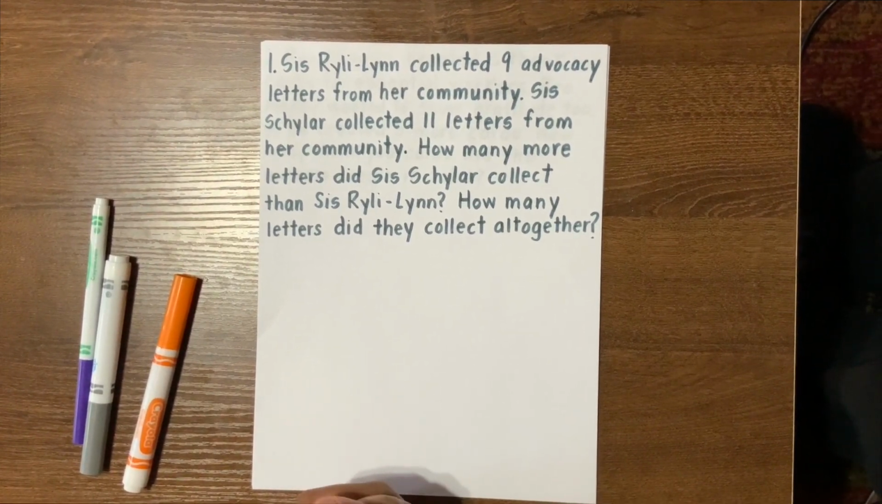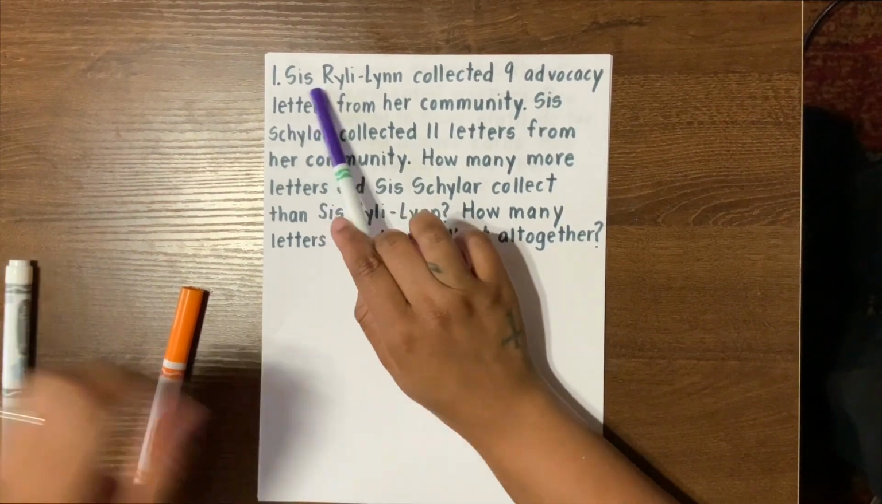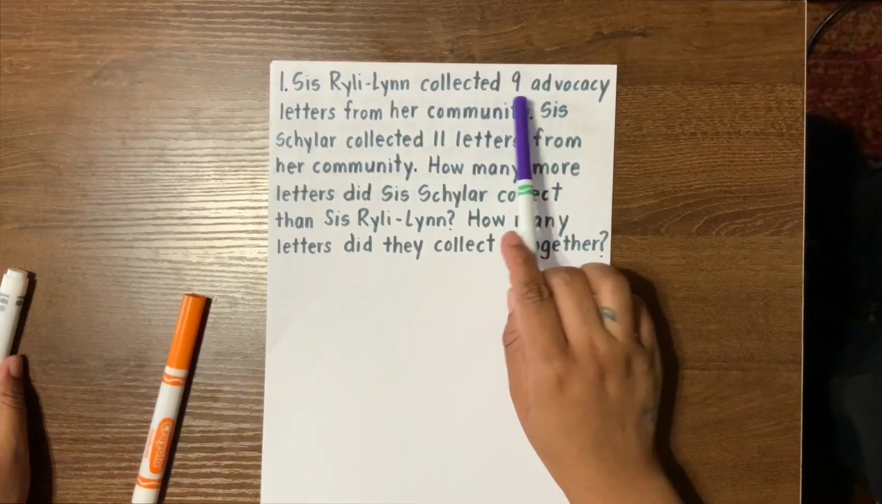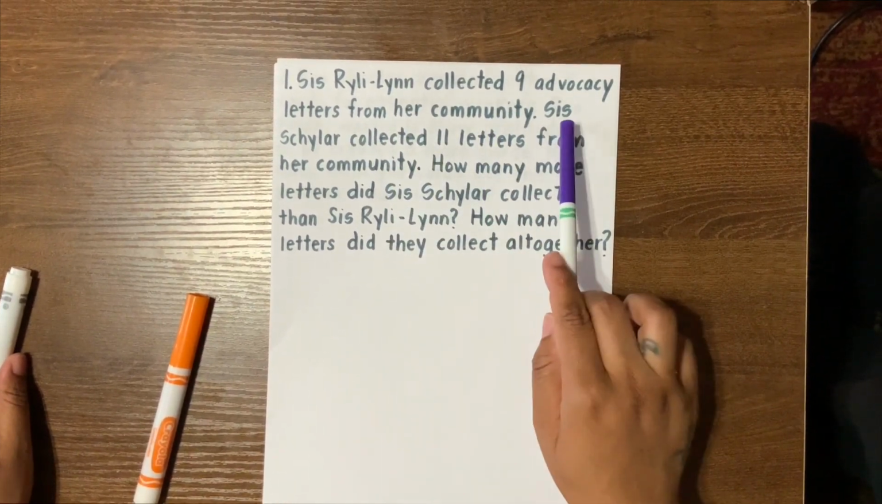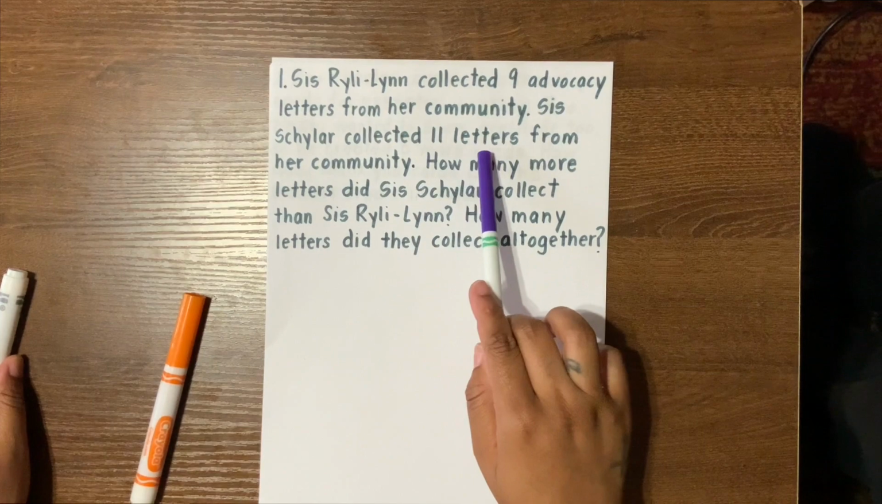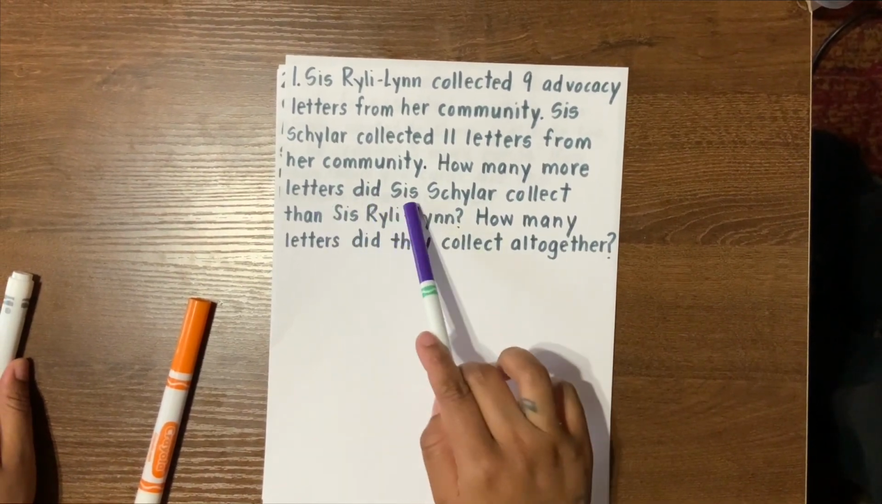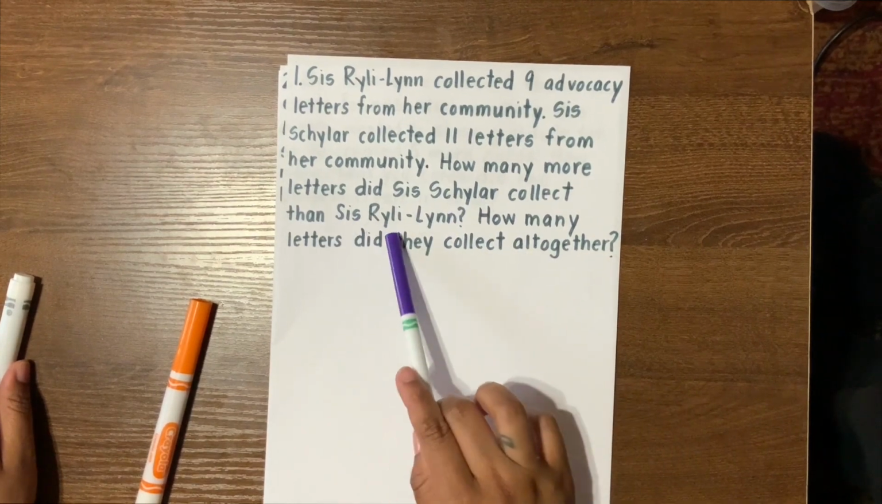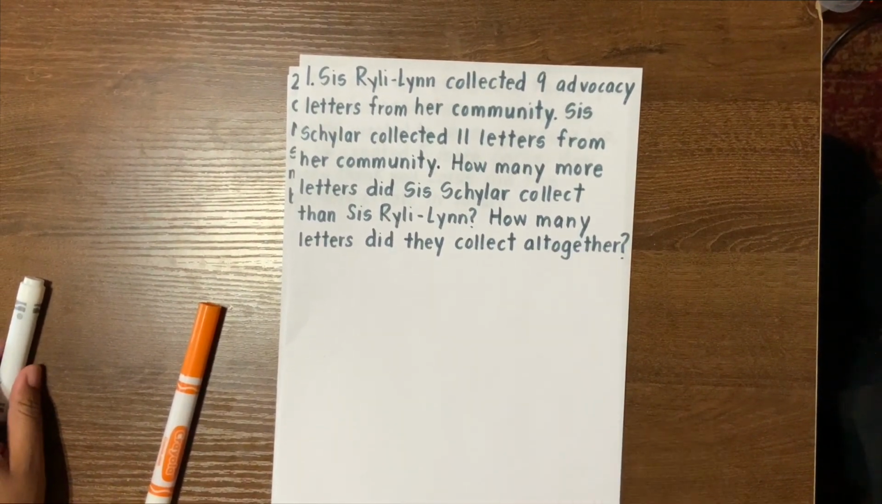Let's read it together. Sister Riley Lynn collected 9 advocacy letters from her community. Sister Skylar collected 11 letters from her community. How many more letters did Sister Skylar collect than Sister Riley Lynn? How many letters did they collect altogether?